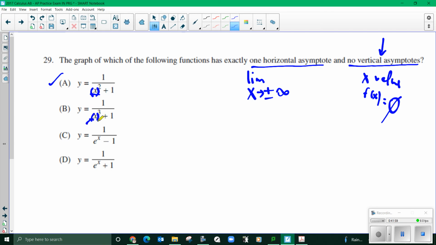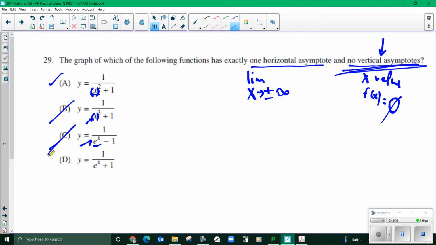If I cube -1, it's -1. And the bottom will be 0. So that would have a vertical asymptote. But remember, I don't want any vertical asymptotes. All right. Well, I can make this 1 by making x 0, because anything to the power of 0 is 1. And then 1 minus 1 is 0, so that would be undefined.